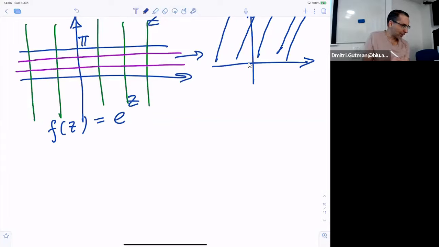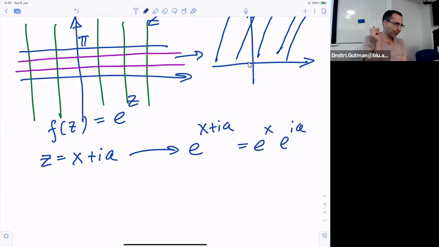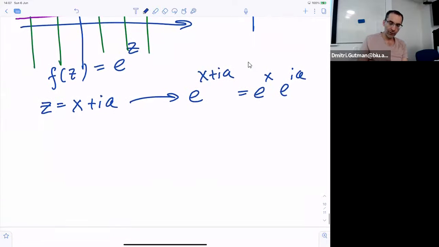So if I take a line that is parallel to the real axis, I can write it schematically, z equals x plus ia, a being a constant. So this is the line that is parallel to the real axis. Under the transformation it is mapped into the line e to the power x plus ia, and this I can write as e to the power x times e to the power ia. So what is this thing geometrically for any given a, as x runs from minus infinity to infinity?